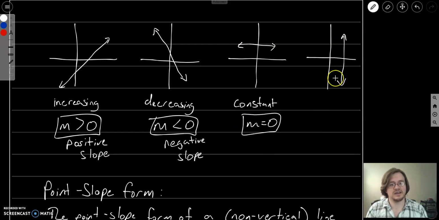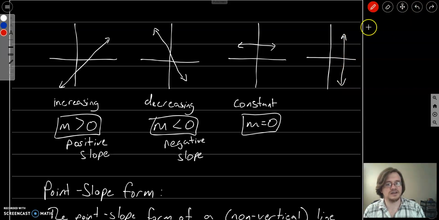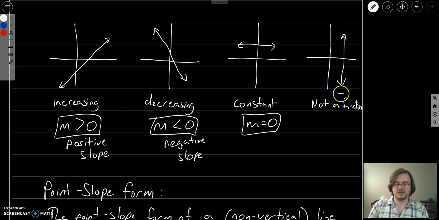And a vertical line, this is where things get a little bit interesting. First of all, if we use the vertical line test and we draw a line through it, it's going to intersect it in more than one place. So right away, we know that a vertical line is not a function. So this is something that's not even a function. It's still a line, though. We can still describe it. And then we might try to calculate its slope.